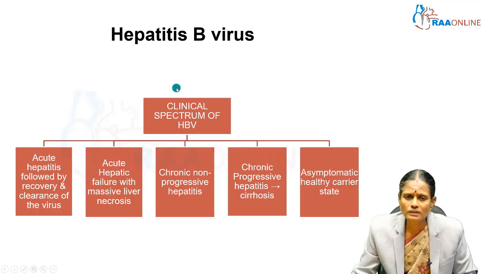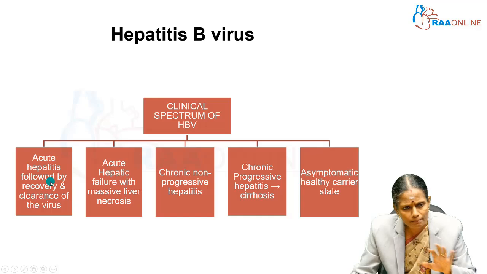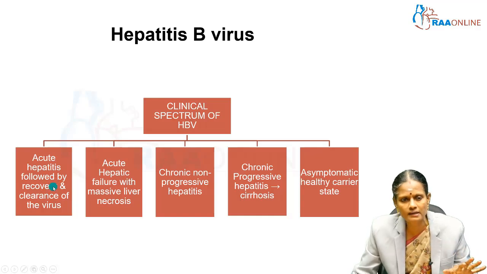We'll move on to the clinical spectrum of hepatitis B virus. It can produce acute hepatitis followed by complete recovery and full clearance of the virus. There may be some markers only which indicate that the patient has encountered hepatitis B infection. So it produces acute hepatitis with symptoms but complete recovery and clearance. Or it can produce acute hepatic failure with massive liver necrosis.